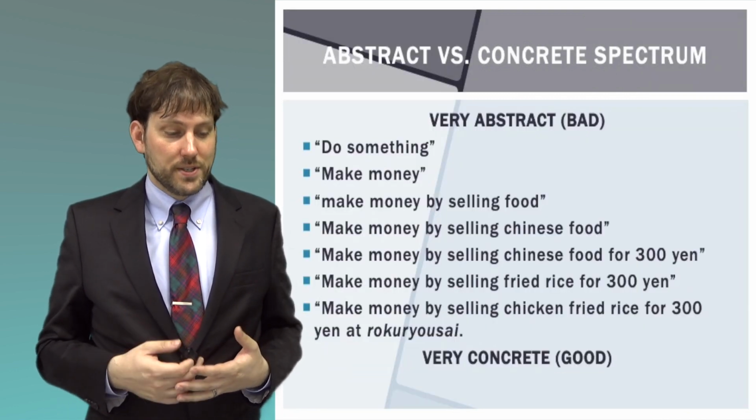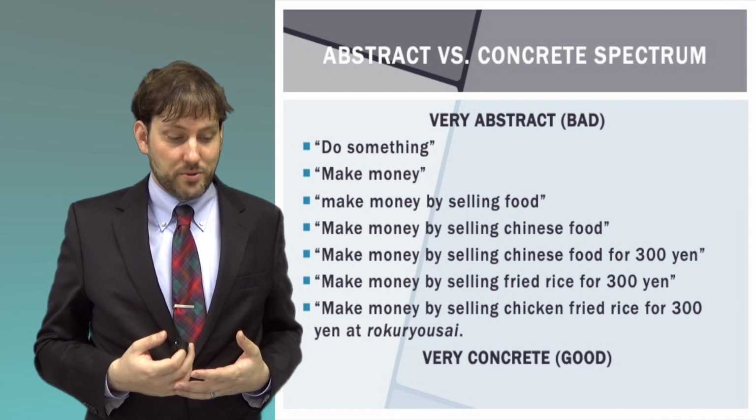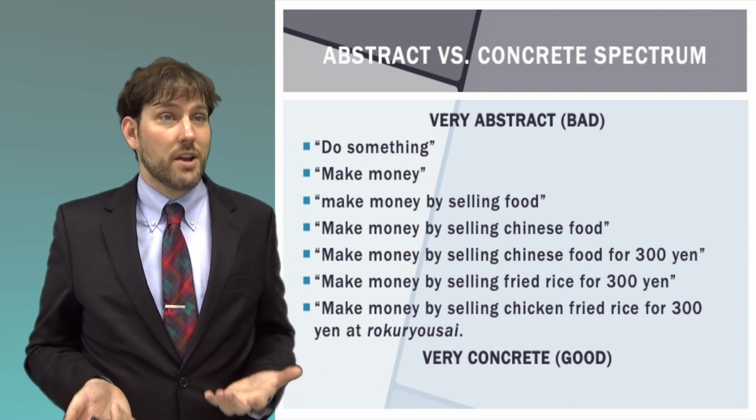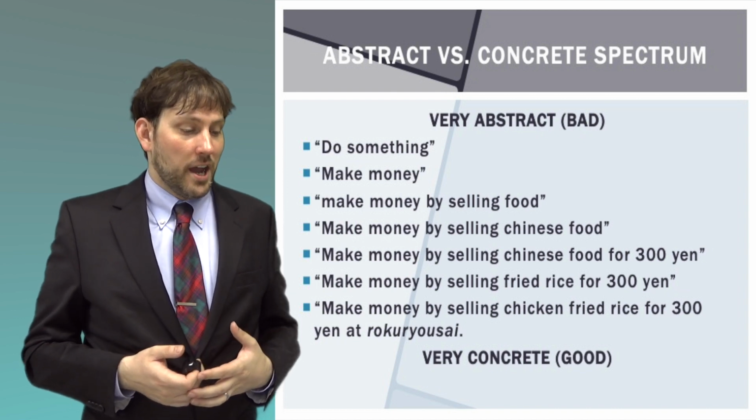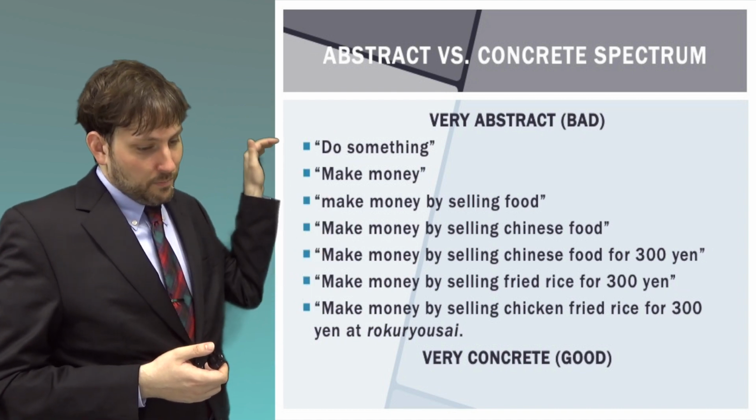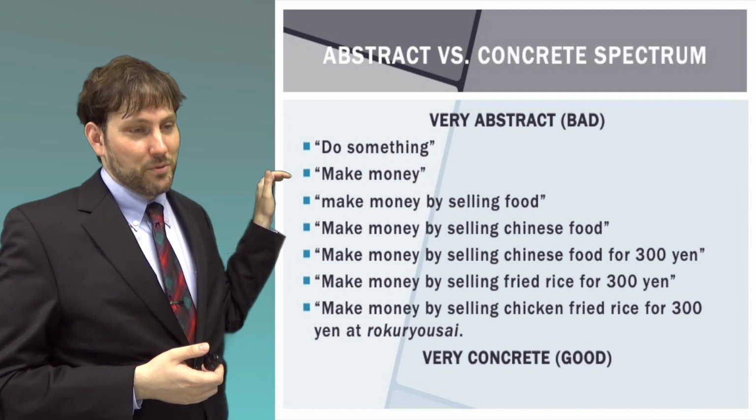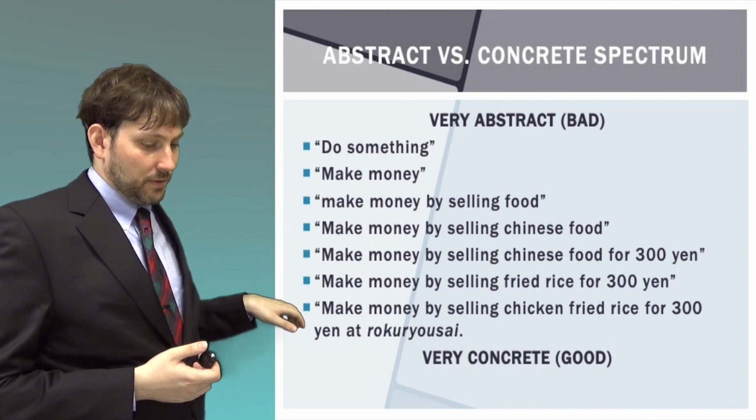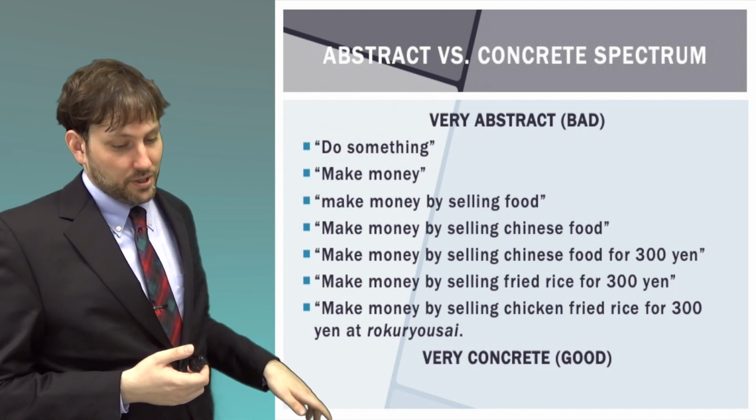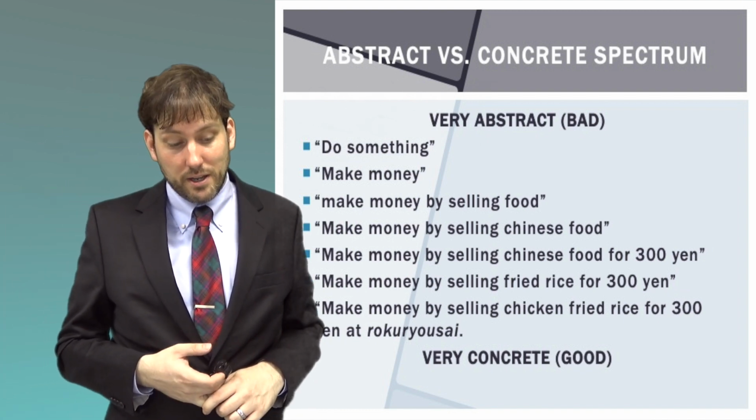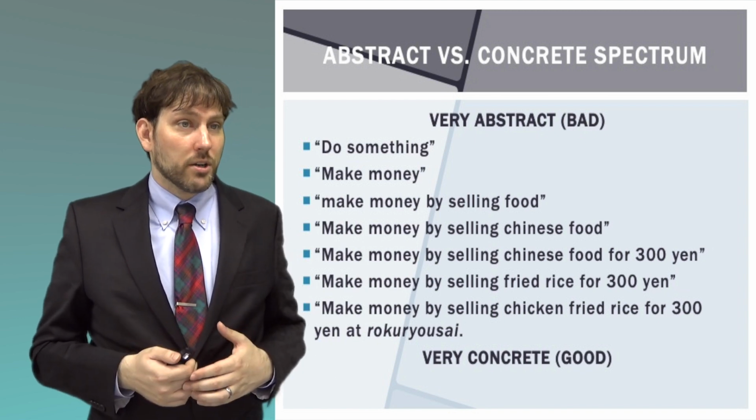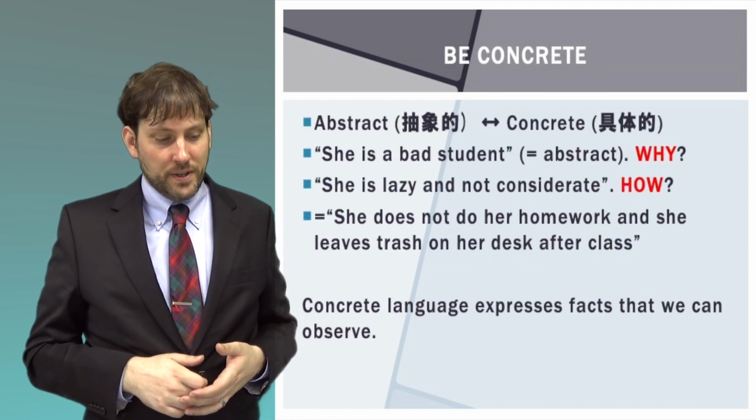Next concept, abstract versus concrete. So we can view this as a spectrum. If something that's very abstract is bad, something that's very concrete is good. Concrete things are easy to understand, abstract things are not. Abstract, do something, make money. Make money by selling food, make money by selling Chinese food, make money by selling Chinese food for 300 yen, make money by selling fried rice for 300 yen, make money by selling chicken fried rice for 300 yen at Rokuryosai, which is the school festival here. The more concrete you get, the better it is.